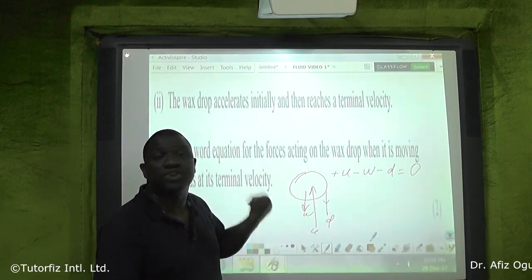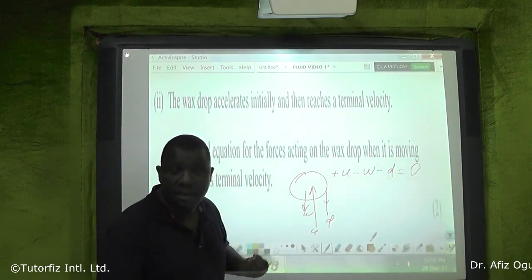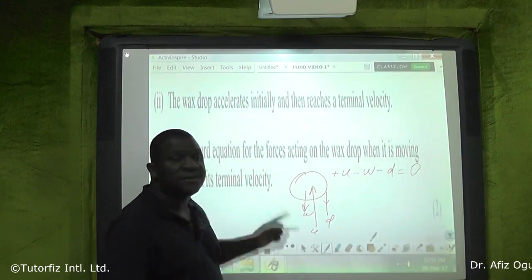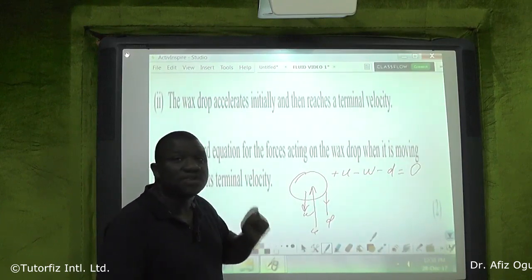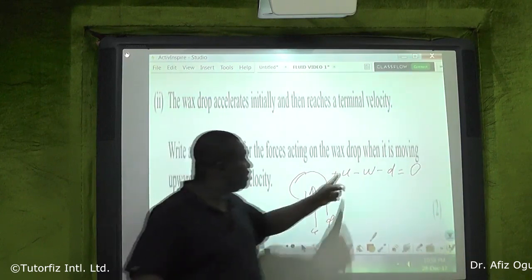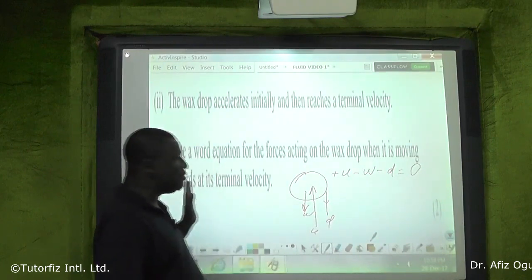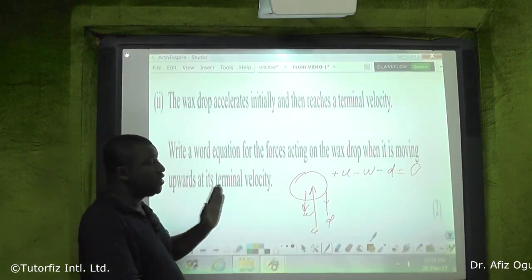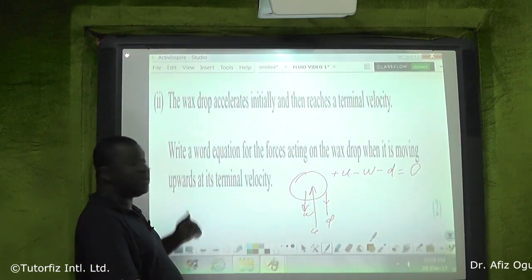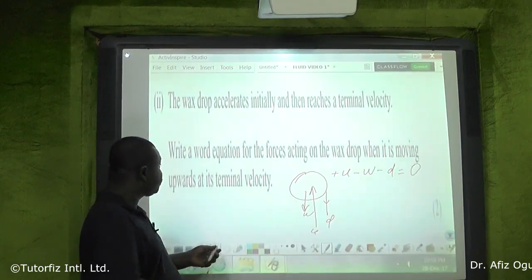tell the examiner what your symbols represent. Please don't forget that. I've been writing symbols since. Please tell them what your symbols represent. Don't assume they know. You have enough time. These represent upthrust, this represents weight, this represents drag force. This is the equation they're looking for. Or you say U equals W plus D. So at terminal velocity, you all know this.